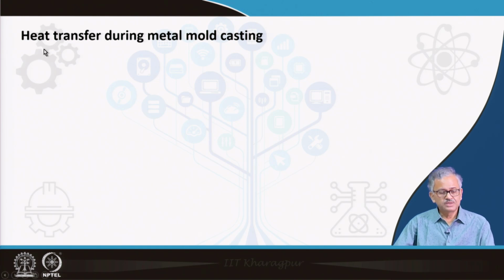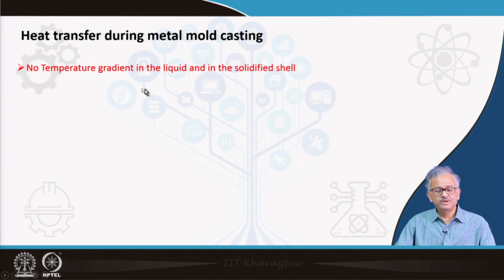Now, let us come to the heat transfer during metal mold casting. I will directly come to the metal mold casting, because most casting takes place in the metal mold because of its higher conductivity. And in the foundry, people use sand mold casting also. We are not discussing that, because we are mainly concerned with ingot casting as well as continuous casting, which take place in metal molds only.